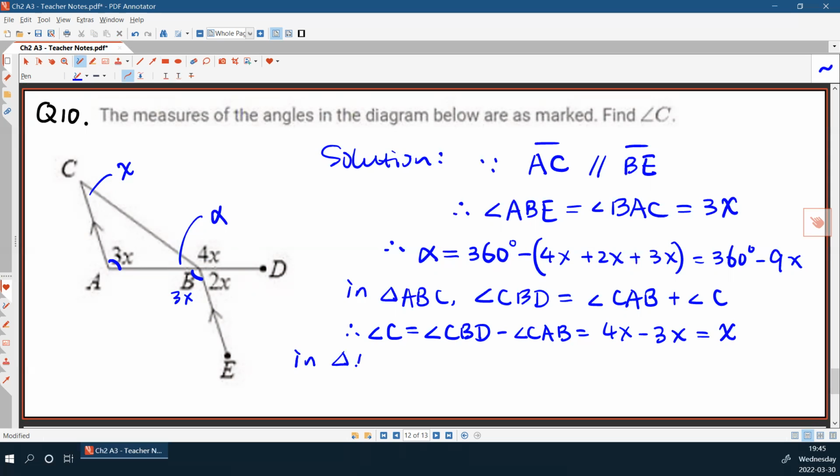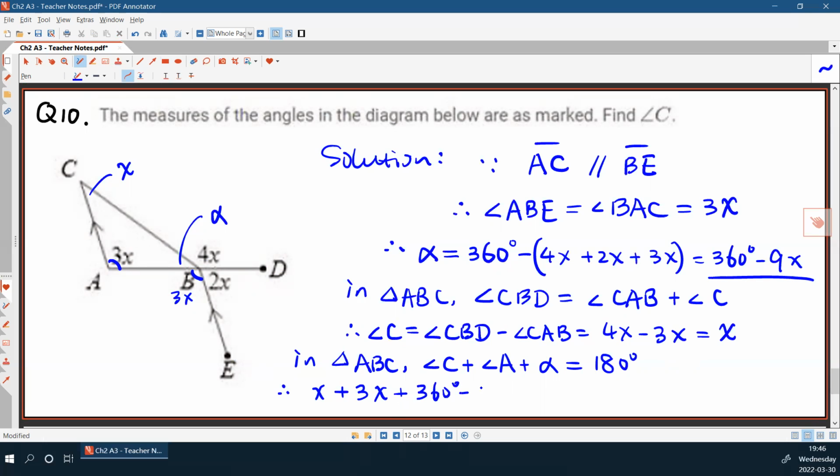Also, we know that in a triangle ABC, we have angle C plus angle A plus alpha is 180 degrees. Therefore, angle C is x. We already know that. Angle A is 3x. And angle alpha is here. 360 minus 9x equals right side, which is 180 degrees. Therefore, this is an equation about x, right? Left side is 360 degrees minus 5x. Right side is 180 degrees.